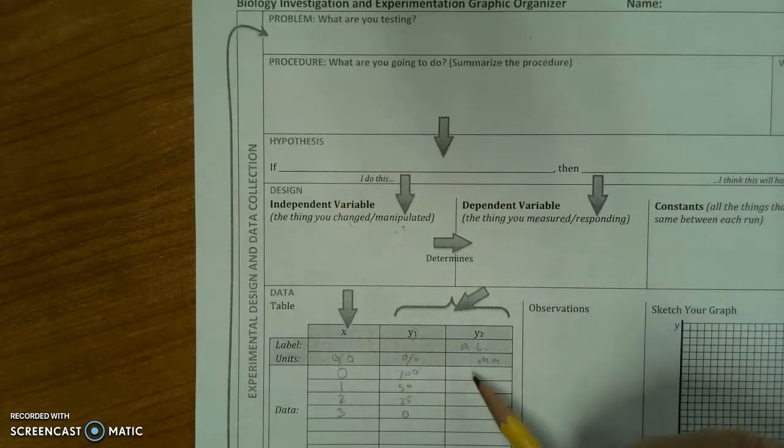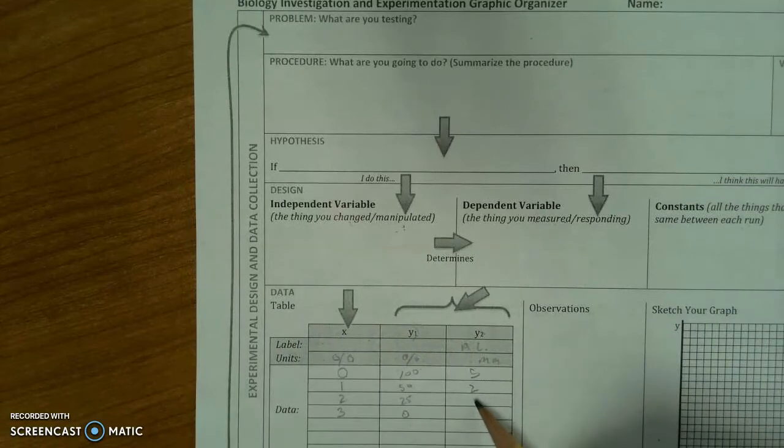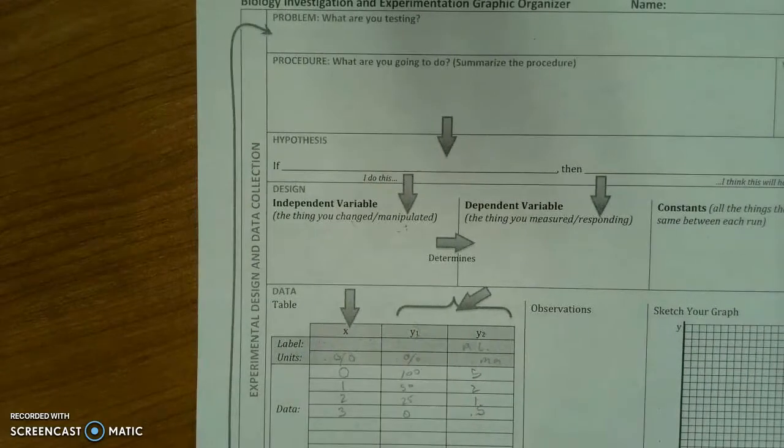So in my control, let's say the average was 5 millimeters. The average in my 1% was 2. This one was 1, and the average of this one was 0.5. So the average of those 10.